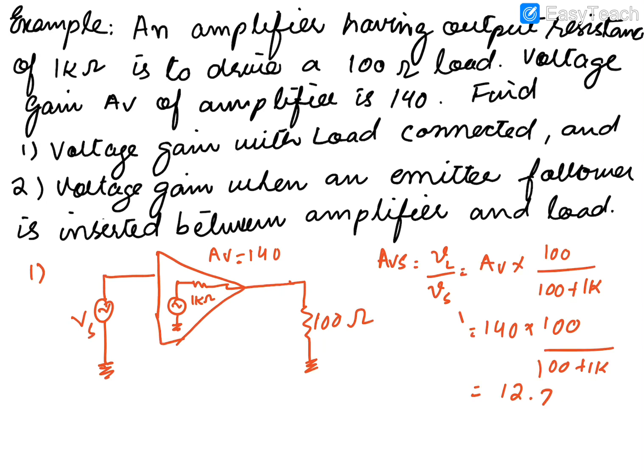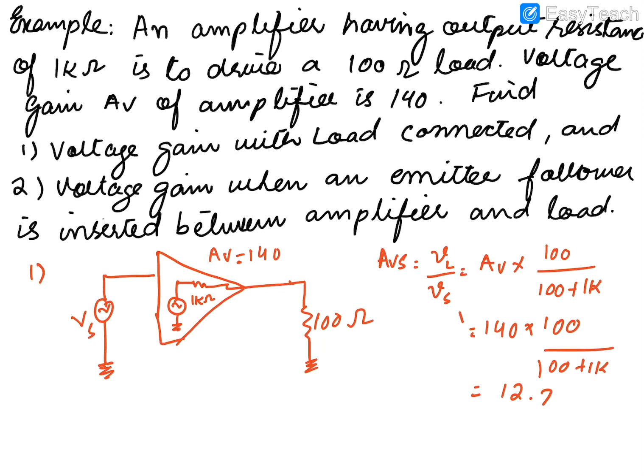So here is an example in which there is an amplifier having an output resistance of 1 kilo ohms, and it is connected with a 100 ohms load. This is a heavy load as its resistance is low, so it will draw a lot of current from the previous stage and it can reduce the overall voltage gain of the system.